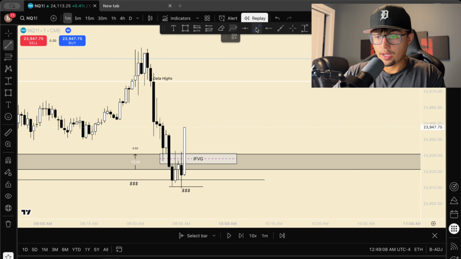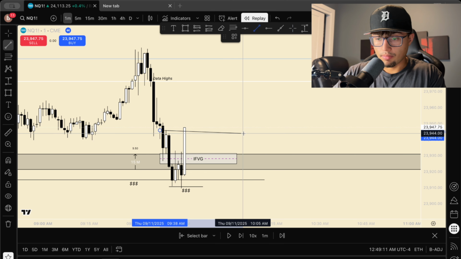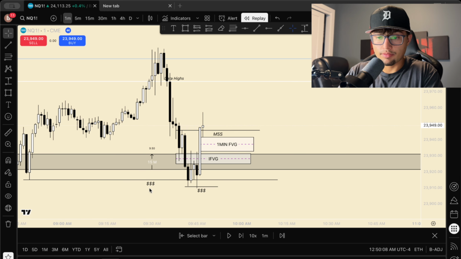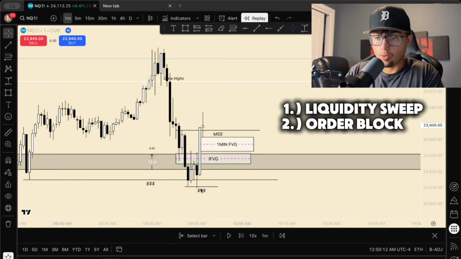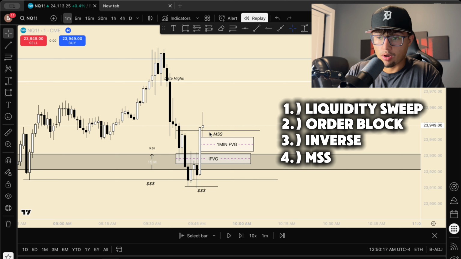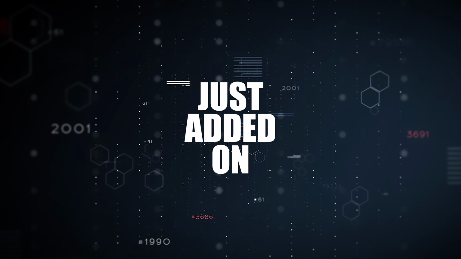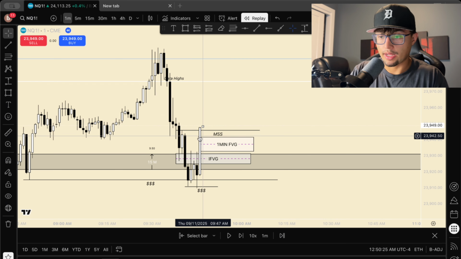We also have a market structure shift right here. Let's run over how many confluences we have right now. We have 1 liquidity sweep, 2 order block right here, 3 inverse fair value gap, 4 market structure shift, 5 fair value gap. Those are 5 layers of confidence that you have just added onto your strategy. You alone can enter right here.